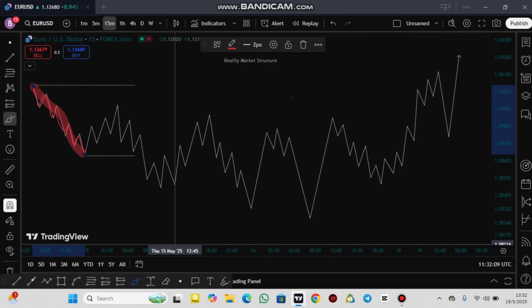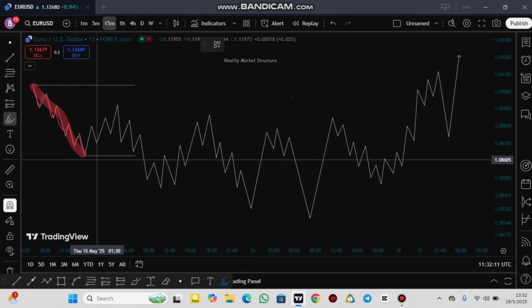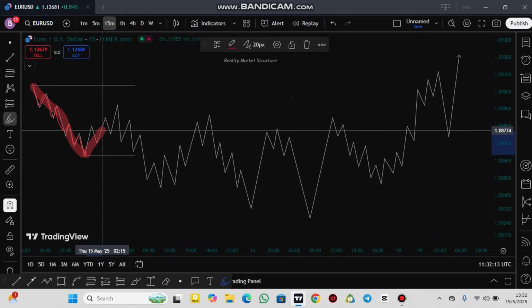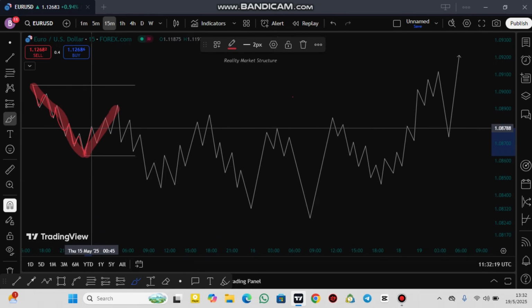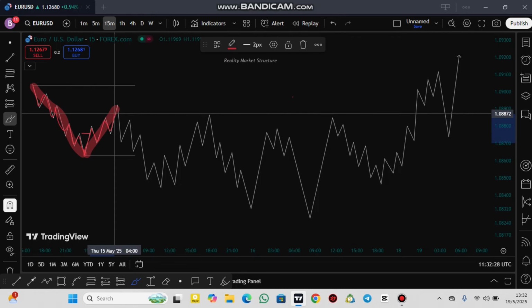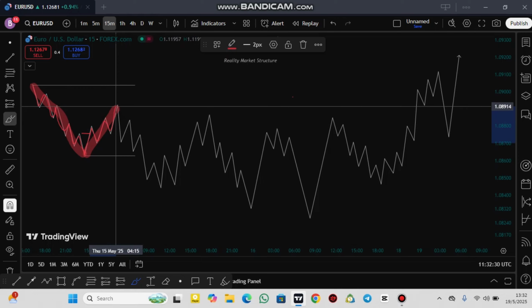Okay? Then when the 4 hour decides to come in for a pullback, a retracement, the M15 is going to realign itself with the 4 hour, and then it's going to turn bullish. It's going to violate the previous lower high, and then we're going to have a higher high, and then higher low, higher high, higher low, higher high. And then what's going to happen?